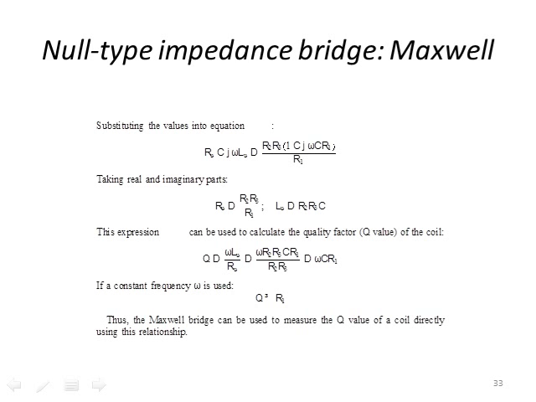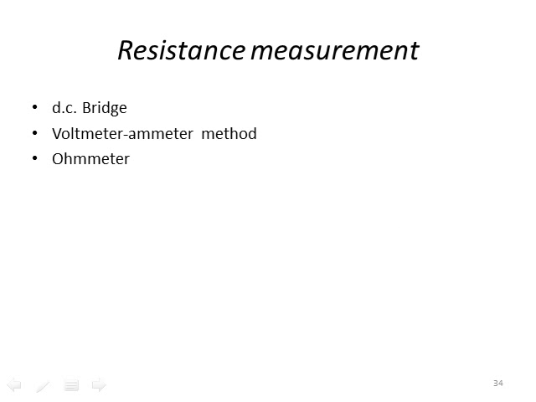Now, this type of bridge, the Maxwell bridge, can be used to measure the Q value of a coil directly, which is quite valuable, quite interesting. Okay, so we move on now to resistance measurements. We'll look at three basic types: DC bridge, a voltmeter, ammeter method, and then the ohmmeter.